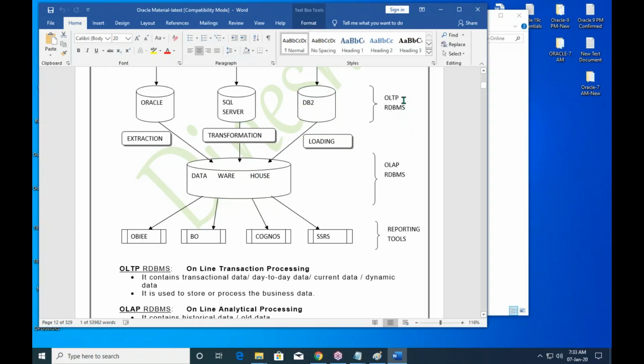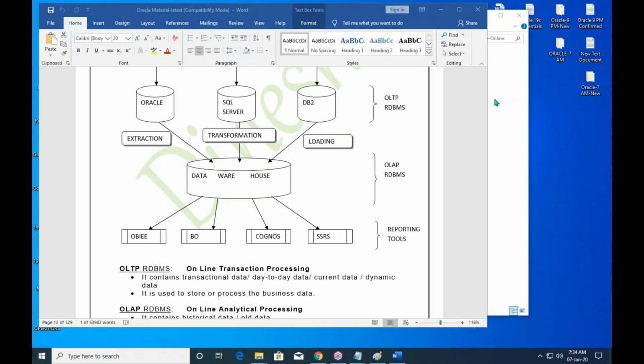OLTP means online transaction processing. OLAP means online analytical processing. So hope you understand guys.